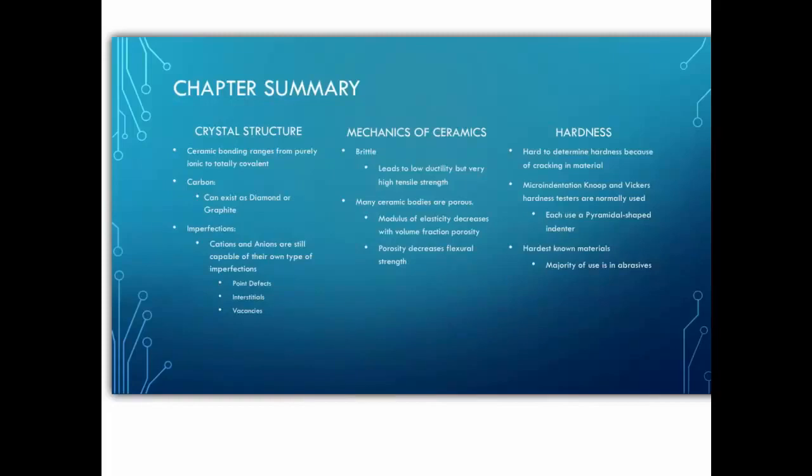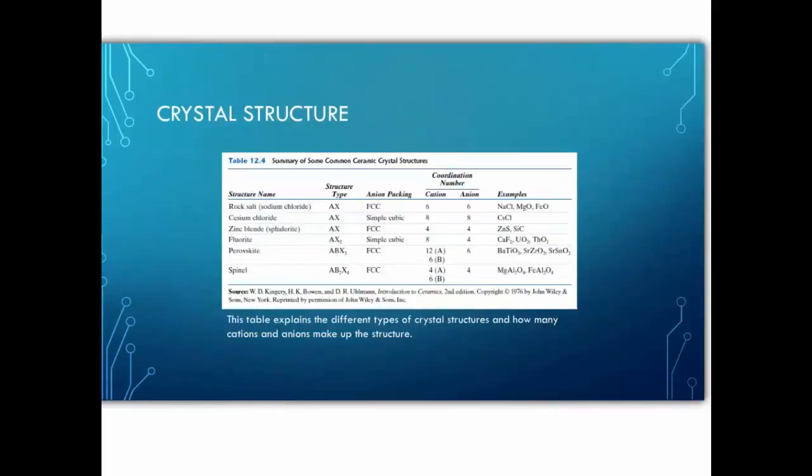The last topic includes the hardness. It is hard to determine the hardness because of the cracking that occurs in ceramic materials. So now we use microindentation Knoop and Vickers hardness testers that include a pyramidal-shaped indenter. Ceramics are also the hardest known materials, and the majority are used in abrasives.